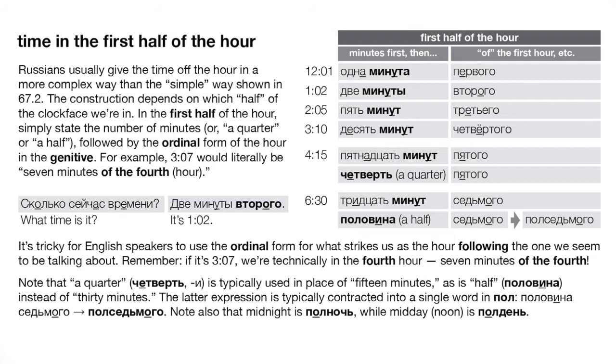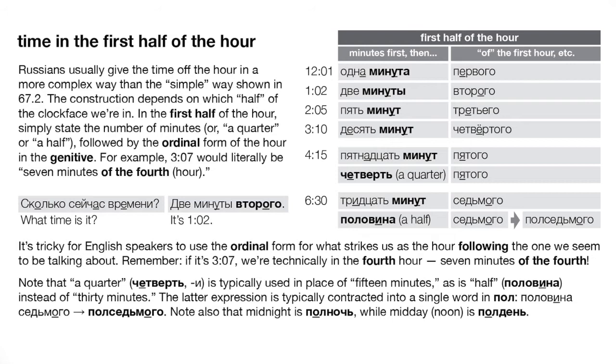Okay, so again, reading out now the full expressions. 12:01 would be 1 минута первого, 2 минуты второго would be 1:02. 2:05, we're saying again 5 minutes of the third hour. By the way, часа is understood basically. 5 минут третьего. 3:10 would be 10 minutes of the fourth. 10 минут четвертого, and so on.